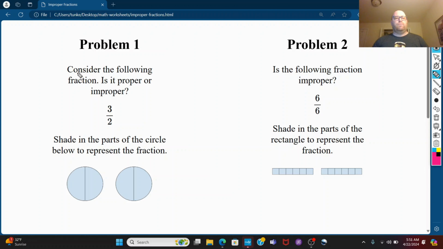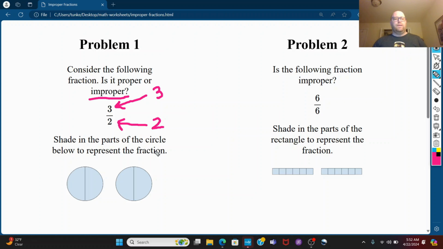So in problem 1, we're considering the following fraction. Is it proper or improper? So I look here at the numerator. The numerator is 3. And I look at the denominator. The denominator, the bottom part of the fraction, is 2. Well, if the top part is equal to or greater than the bottom part, we have an improper fraction. So it is improper.